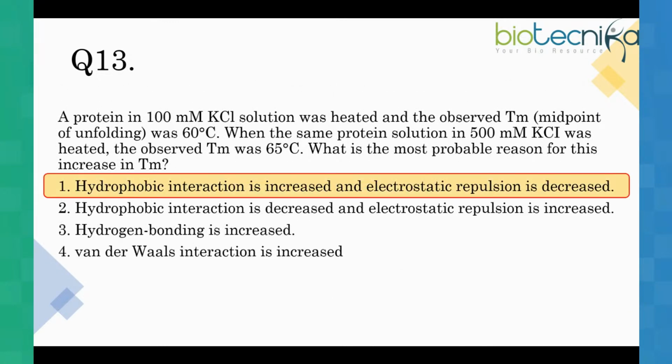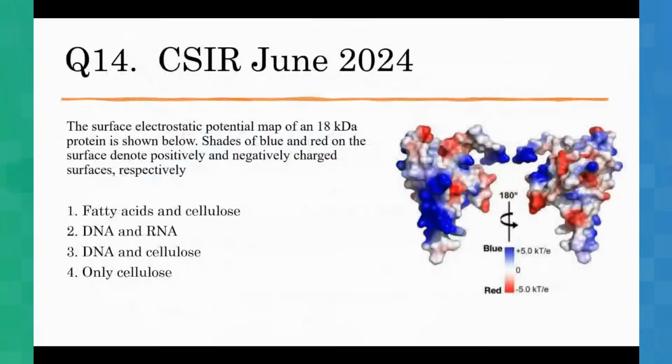Then I wanted to discuss one more question. Yeah, this one. This is from a recent exam, the latest exam. The surface electrostatic potential map of an 18 kilodalton protein is shown below. Okay, so there are some shadings of blue and red given on the surface, and they denote positively and negatively charged surfaces. All right, we can see that more of the surfaces which are exposed outside are blue in color, which means they have positive charge, and red is present but in a lesser amount.